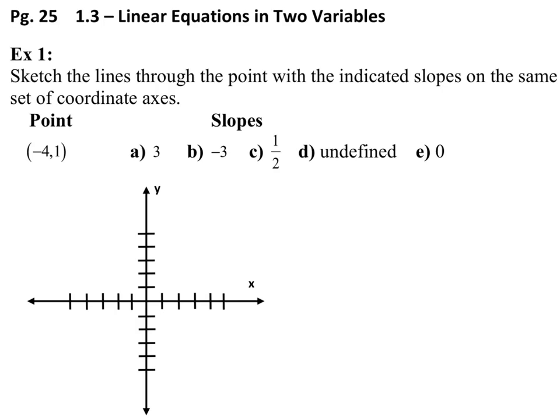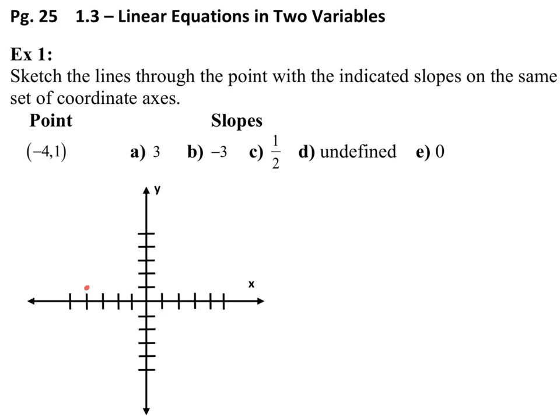Alrighty, lesson 1.3, linear equations in two variables, refreshing your algebra memory here. Sketch the lines through the point with the indicated slopes on the same set of coordinate axes. We have a point, negative 4, 1. There's our point, and we have to apply all these slopes. So we have to draw a line that has these slopes passing through this point.